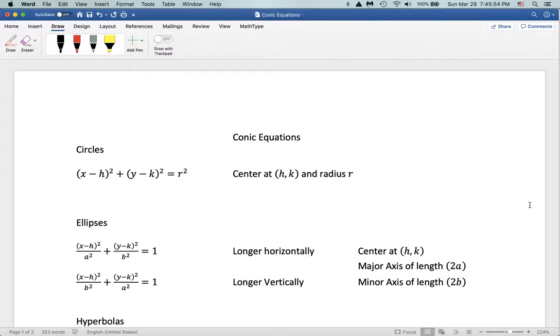Welcome, students. Today, I want to help you understand how to take a conic equation that's written in what's called general form and convert it to what's called standard form. First of all, let's do a quick review of conic sections.